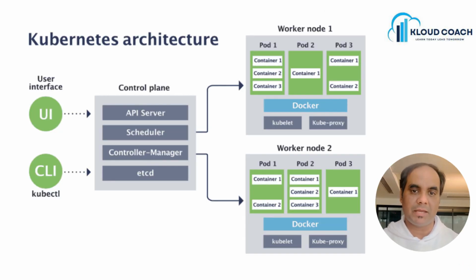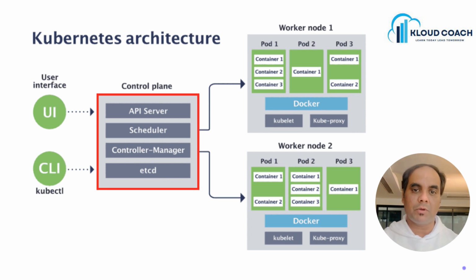Kubernetes works by creating and managing a cluster of nodes, which are essentially virtual or physical machines where your containers run. At the heart of a Kubernetes cluster lies the control plane, which oversees the entire operation and orchestrates the deployment and scaling of applications.